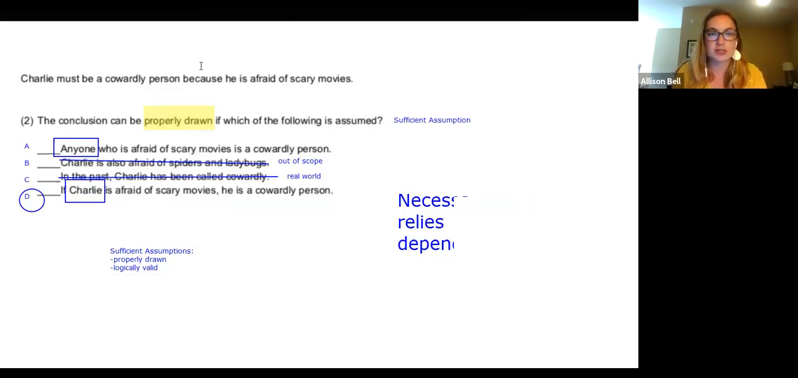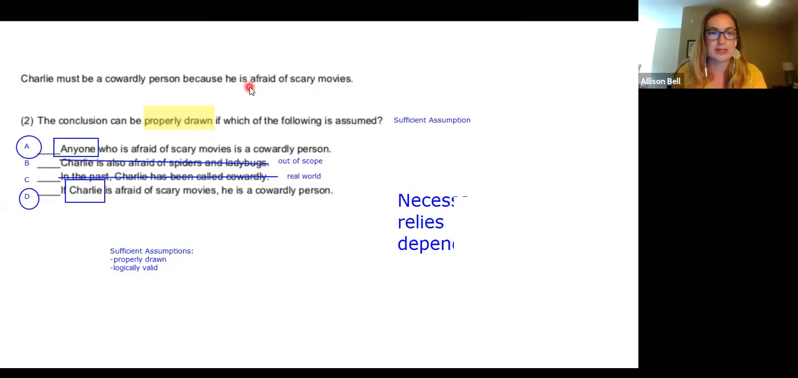For a sufficient assumption, the correct answer to this question would become answer choice A, or it could become answer choice A, I should say. Really, both answer choice A and answer choice D could work for a sufficient assumption, because if I were to plug each of these back in, I would have a valid argument.